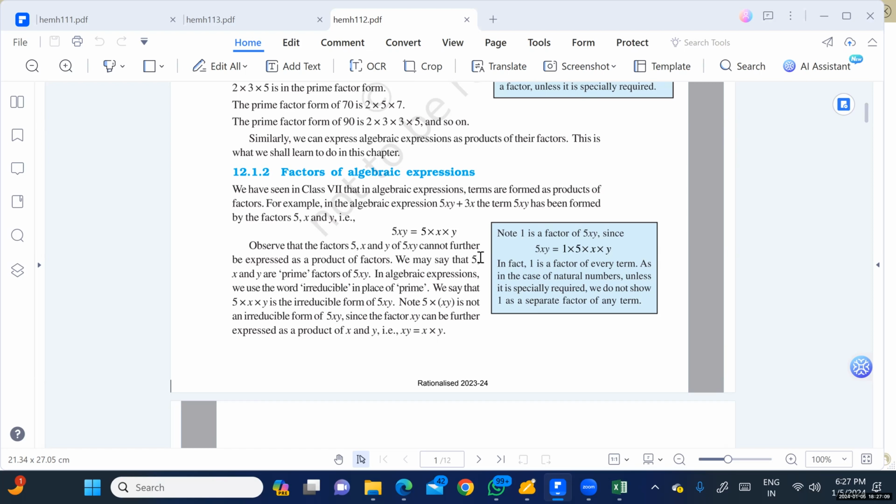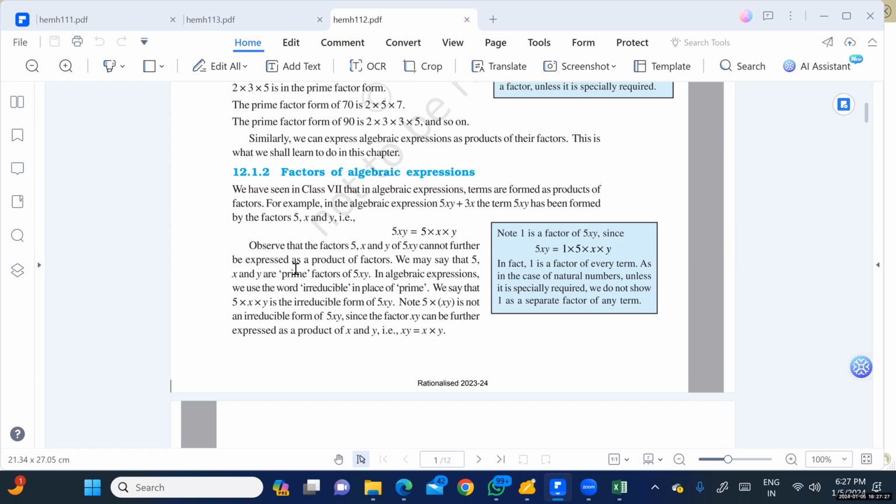See, here also note that 1 is a factor of 5xy, since 5xy is 1 into 5xy, but we are not writing it. In fact, 1 is a factor of every term, as in the case of natural numbers, unless it's specially required. So we'll not keep on writing 1, 1, 1.